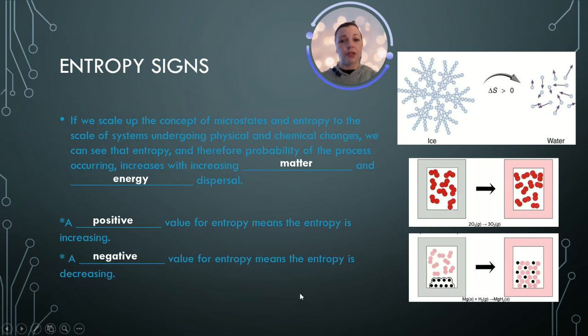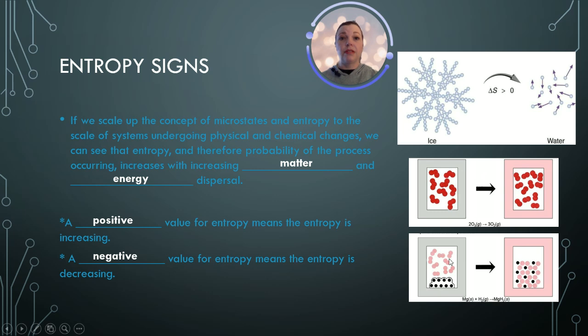A negative value for entropy means that entropy is decreasing. So your dispersal is decreasing. For example, in this picture, we've got solid magnesium and hydrogen gas. And then when they react with each other, they form this solid magnesium hydride. And so this is far less dispersed because it's a solid that's, you can see, rigid and has defined locations.